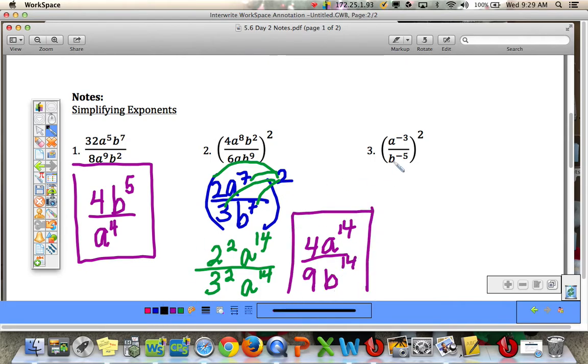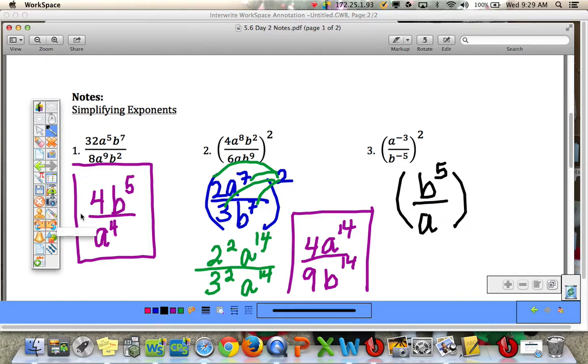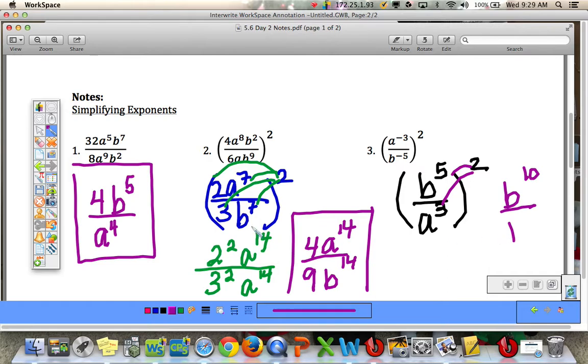And the last one, let's simplify the inside first. You know that if you have negative exponents, you can flip them and make them positive. So b to the negative 5 is the same as b to the positive 5 if you flip it to the top. And a to the negative 3 becomes a to the 3rd power on the bottom. This is squared. So you're going to take that exponent, you're going to distribute. So we're going to have b to the 10th power over a to the 6th power.